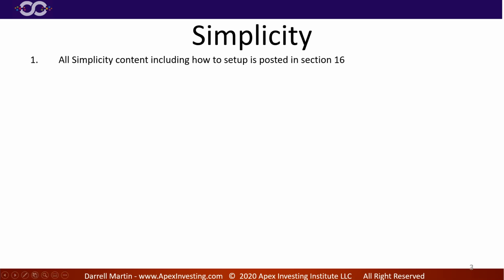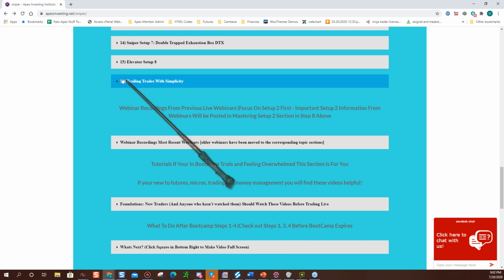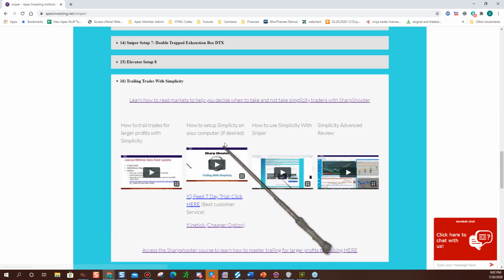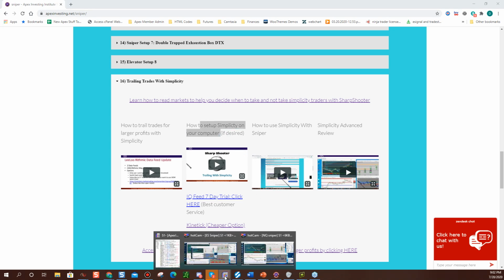And then I have some important points I want to cover with you on Simplicity that can be easy to overlook. Okay? All the Simplicity content is on the website, on the sniper page. This is where the video recordings are posted under section 16. So all of the videos are under section 16, including how to set up Simplicity on your computer if you want to.